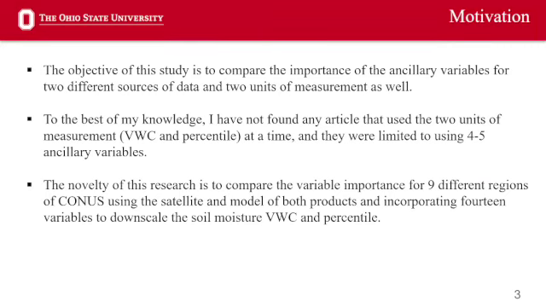And the novelty of this study is that most of the previous studies were limited to using 4 to 5 ancillary variables, but in my study, I have used 14 different variables, and I have divided the CONUS into 9 different regions using the satellite and model products and incorporated these 14 variables to downscale the soil moisture for volumetric water content and percentile.